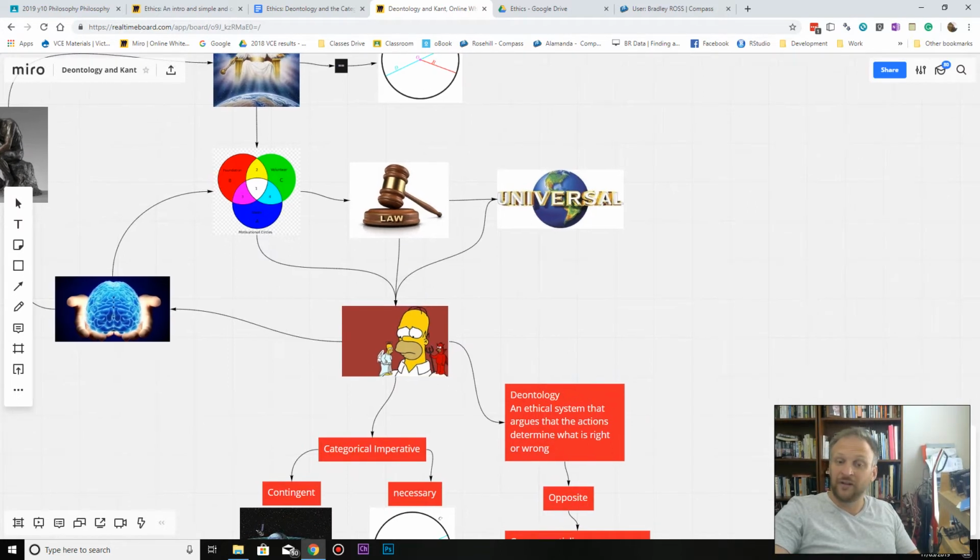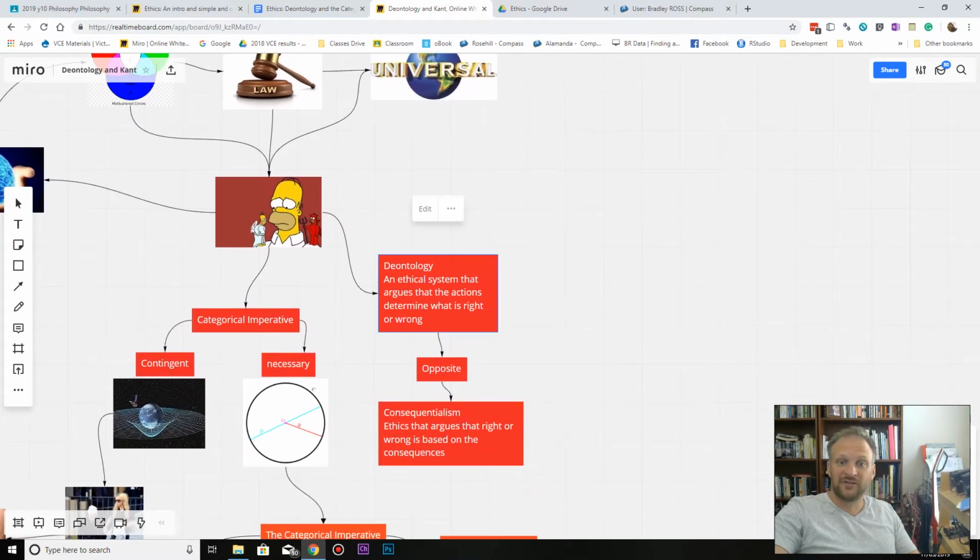So he was what we call a deontologist, and a deontology is, like we said before, an ethical system that argues that the actions determine what is right or wrong, and its opposite is consequentialism, which is an ethics that argues that right or wrong is based on consequences. You probably want to recall that difference.